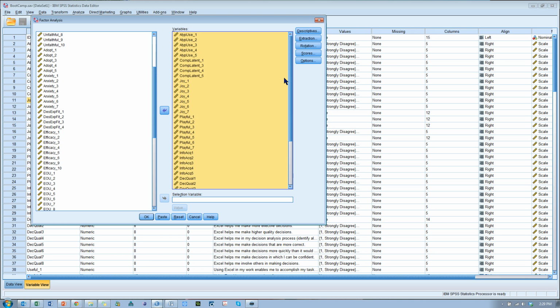Not moderators. Moderators, if they're latent, you can throw them in there. Moderators technically shouldn't be theoretically correlated with your other variables anyway. Control variables, if they're latent. Anything latent in your model, you can throw in an EFA. But age is not latent. Age is one item, so not latent. Education, not latent.